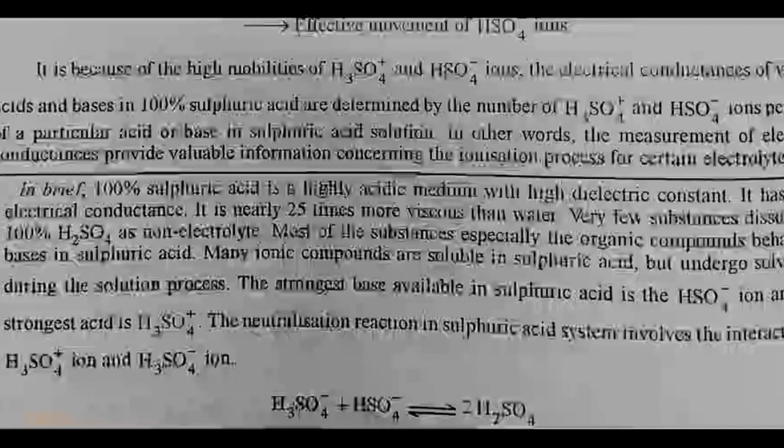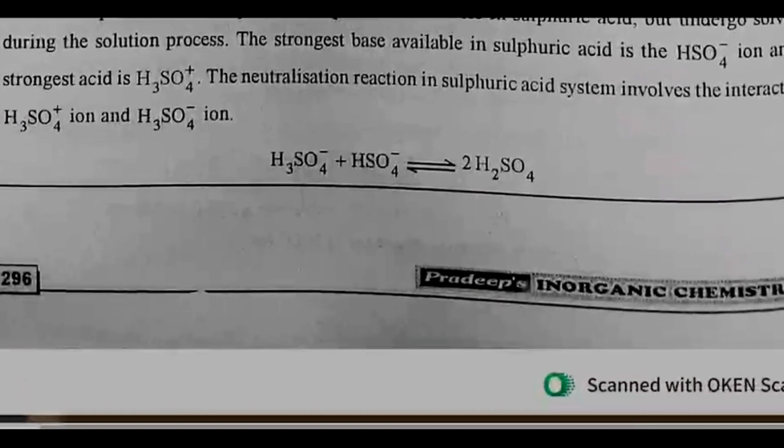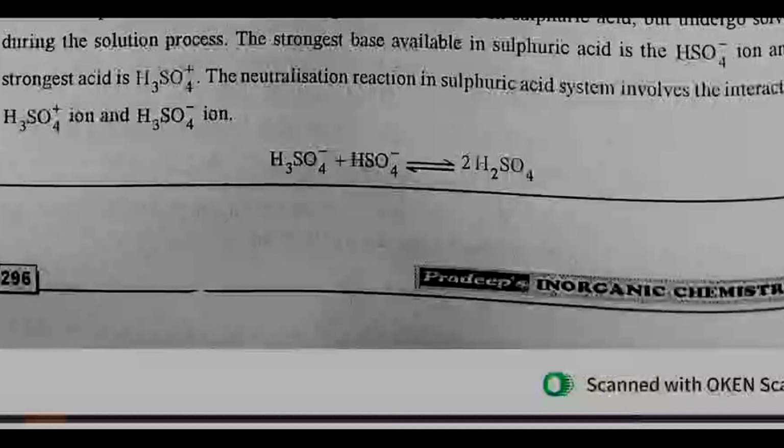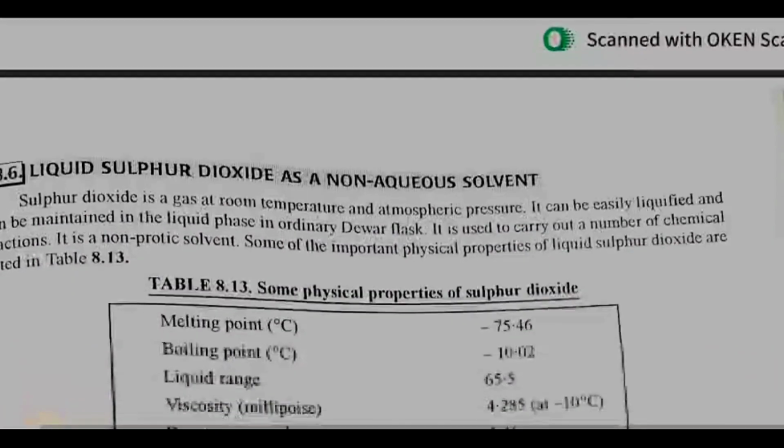The neutralization in the sulfuric acid system involves the interaction of the H3SO4⁺ ion and the HSO4⁻ ion. H3SO4⁺ + HSO4⁻ = 2H2SO4. 8.6.